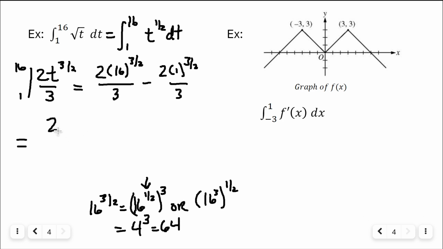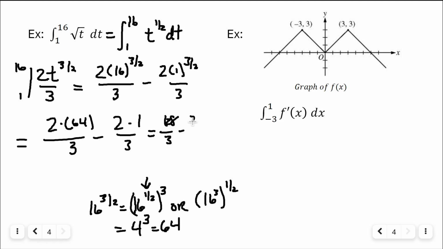So that's going to be 2 times 64 over 3 minus 2 times 1 to the 3 halves, which is just going to be 1. So that's going to be 128 over 3 minus 2/3, which is 126 over 3. And 3 actually goes into this. If I clean it up, 3 goes into 12 4 times. 3 goes into 6, 2. 42. So the area underneath the curve, square root t, or square root x, from 1 to 16 is 42.